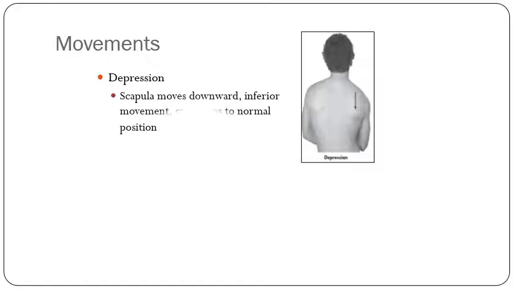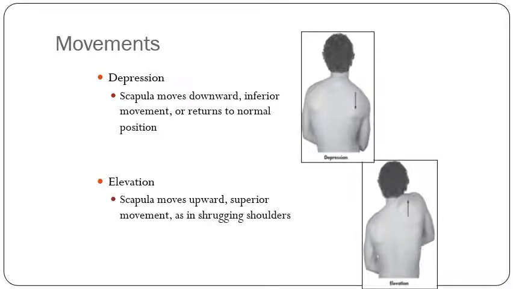So when we look at our movements, the movement of depression is when the scapula moves downward, inferior, or returns to normal position. So when it returns from an elevated position, that's also considered depression. So you can depress from your static position, but if the scapula is elevated and it moves back to the normal position, that would obviously be considered depression as well.